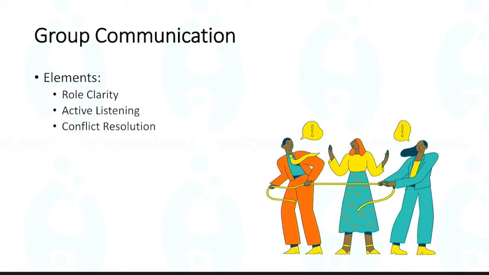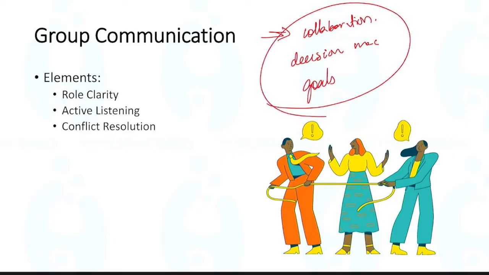Next, coming to group communication. Group communication is actually what? Communicating to a group, or members of a group, right? It can range from a small group of three or four or five, to a large organization. In a working environment, it can be a small group of people, or a larger organization. Effective group communication will help in collaboration, it helps in decision making, and also in achieving goals. That is the importance of effective group communication.